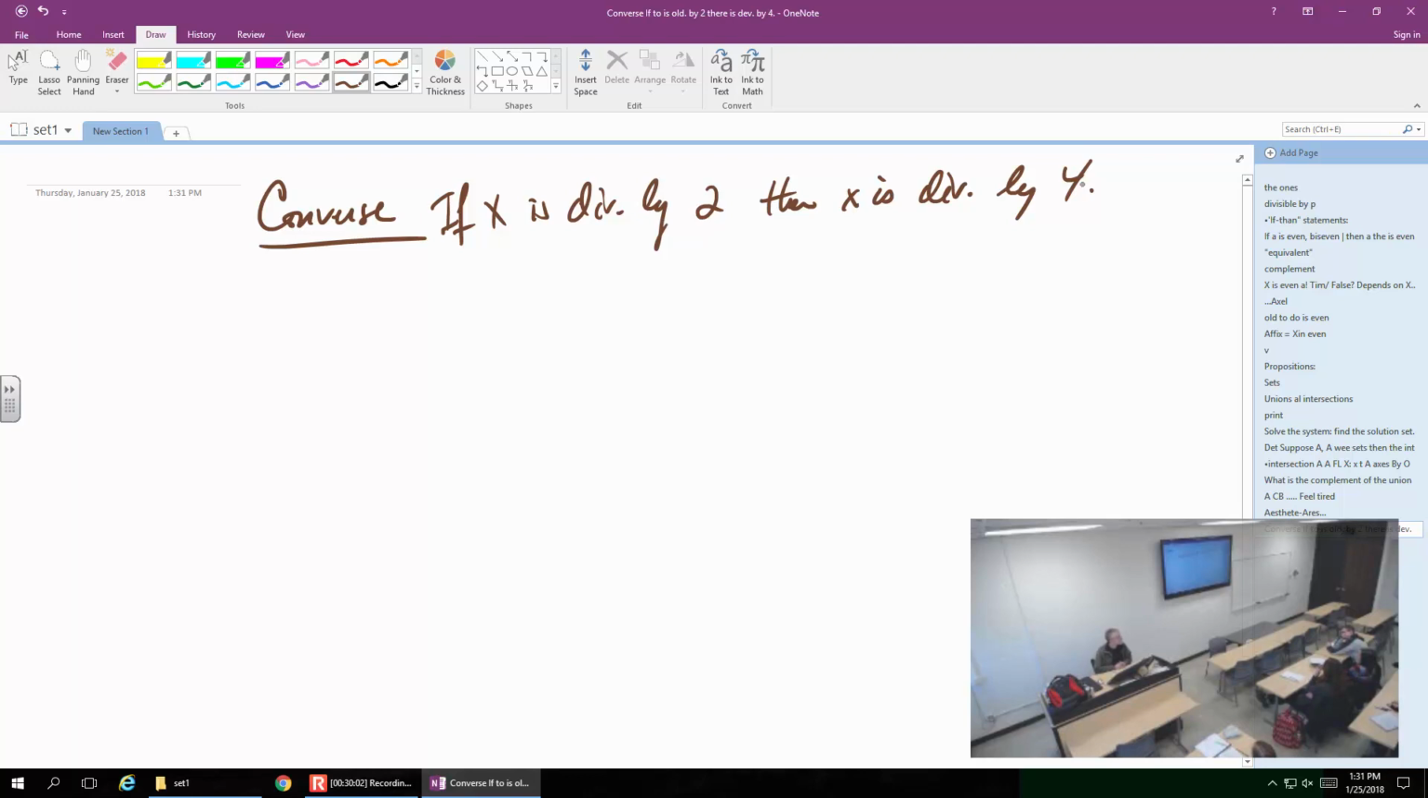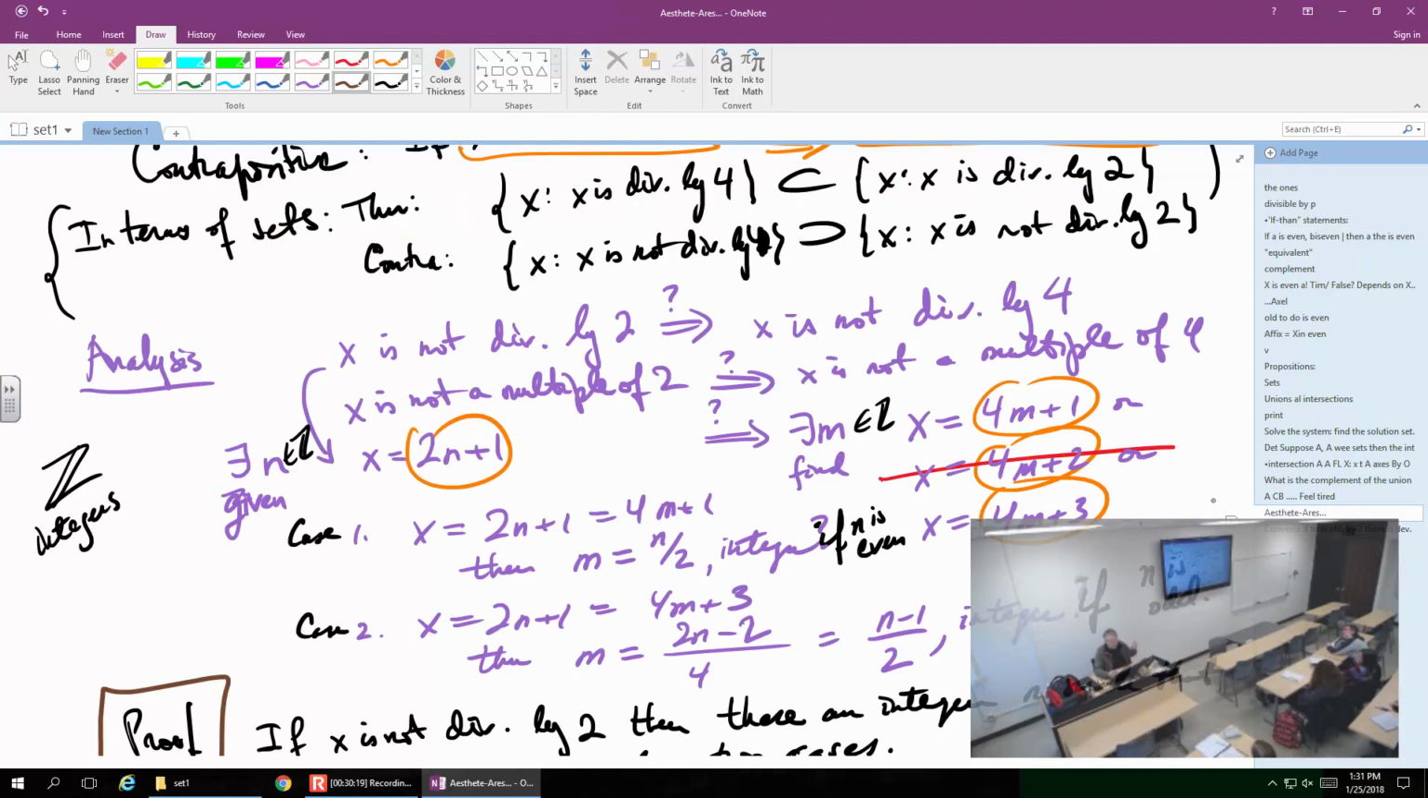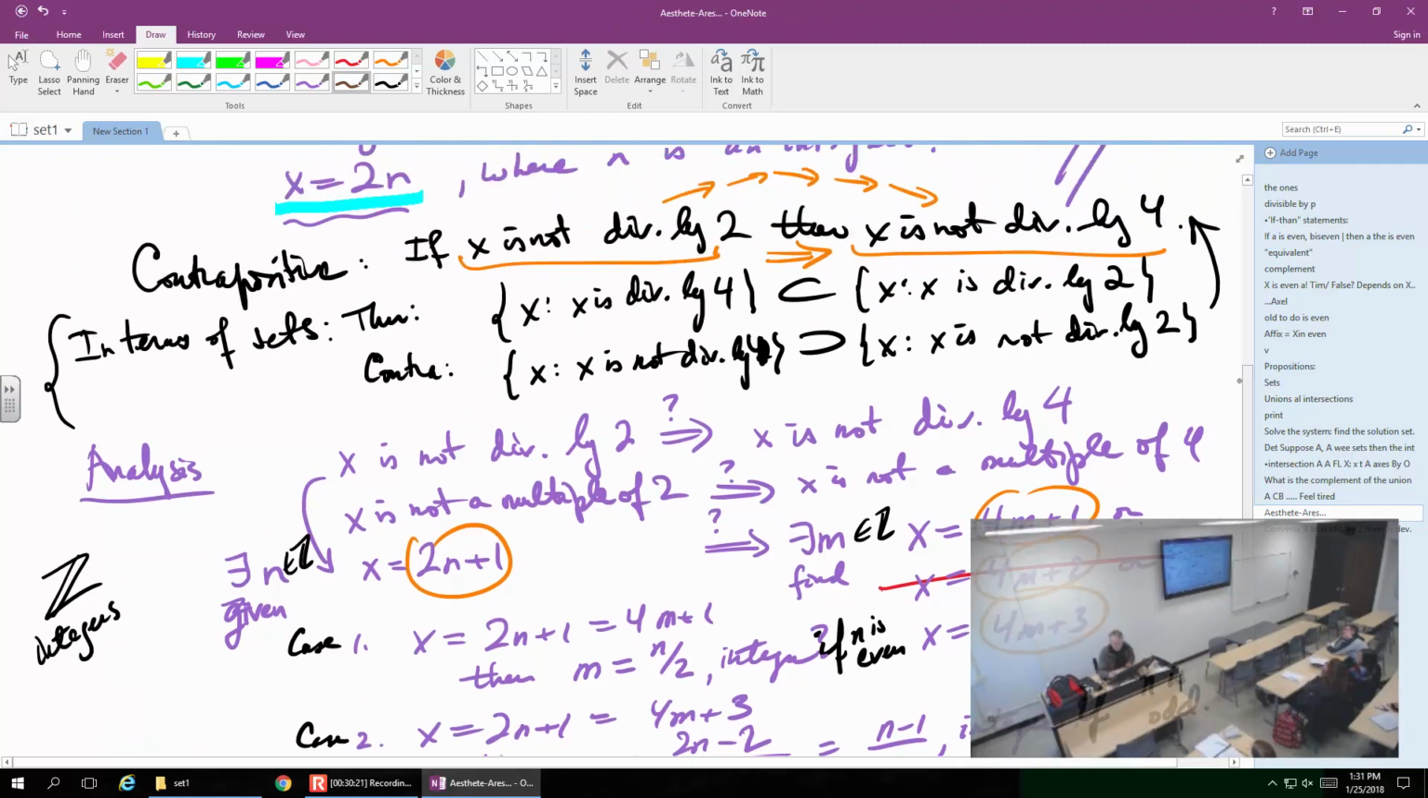What was the contrapositive? The contrapositive was the negation: not divisible by 2, not vice versa. If it's not divisible by 2, then it's not divisible by 4. Right, contrapositive. Hold on a second. Okay, I did state it, here it is at the very top: if x is not divisible by 2, then it's not divisible by 4. So we are not saying that, right?